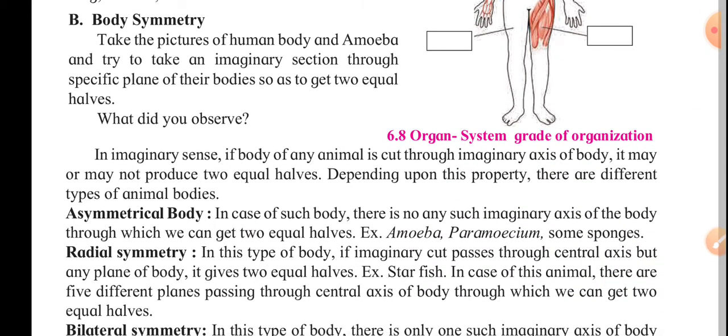The next category, or the next criterion we have, is body symmetry. Body symmetry is nothing but one imaginary axis which we can draw in the body. This is all just an imaginary part. If we cut the living organism on the basis of that particular axis or plane, then it gets divided into equal halves. So there are three different categories according to body symmetry.